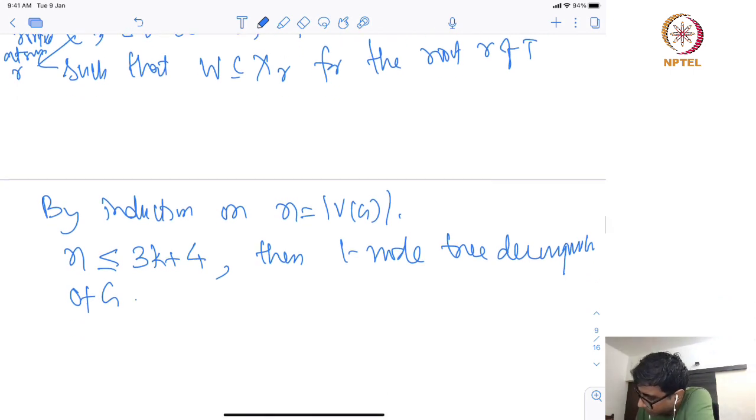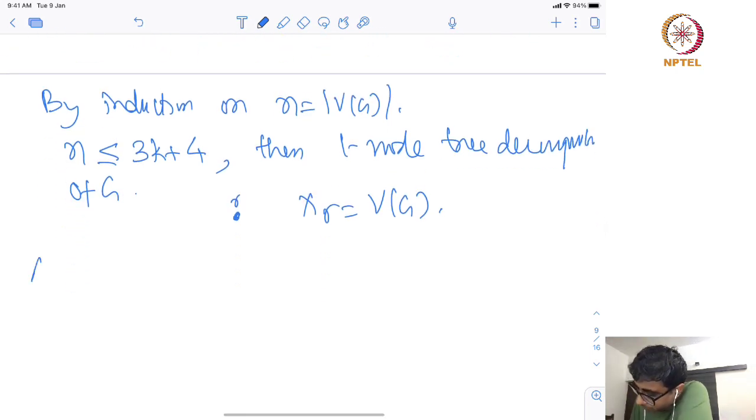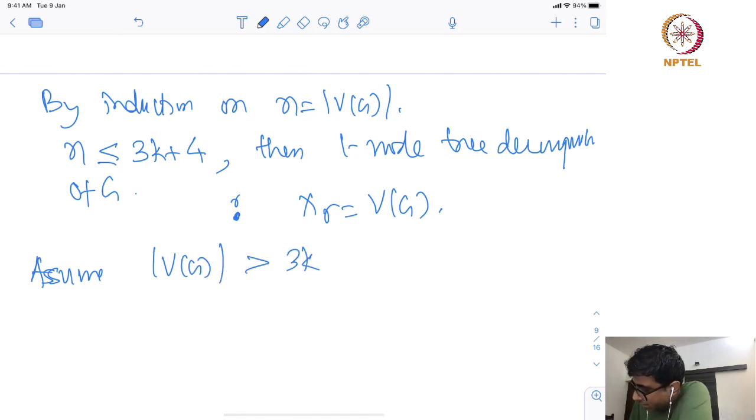So, basically what will you do? You just assign a node, it is the root, and what is X_R? X_R is basically V(G), that is it. And you notice that it satisfies all the properties. So, from now onwards we are going to assume that the vertex set of this graph has size strictly greater than 3k plus 3.